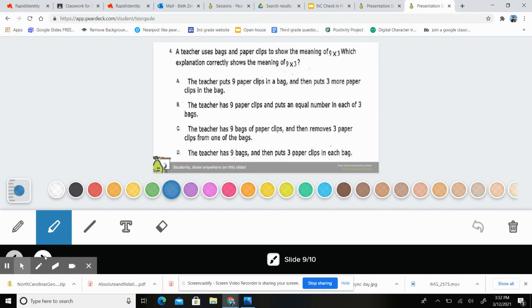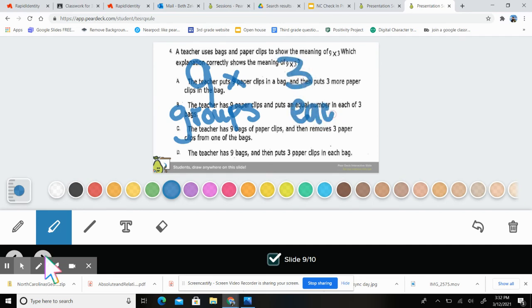Let's take a look at this next one. A teacher uses bags and paper clips to show the meaning of 9 times 3. Which explanation correctly shows the meaning of 9 times 3? I'm going to write over some of these words, but I know that my 9 is representing my groups because that is my first factor, or my first number in a multiplication equation. And I know that 3 represents how many are in each group. So remember, your first factor represents your groups, and your second factor represents how many are in each group.